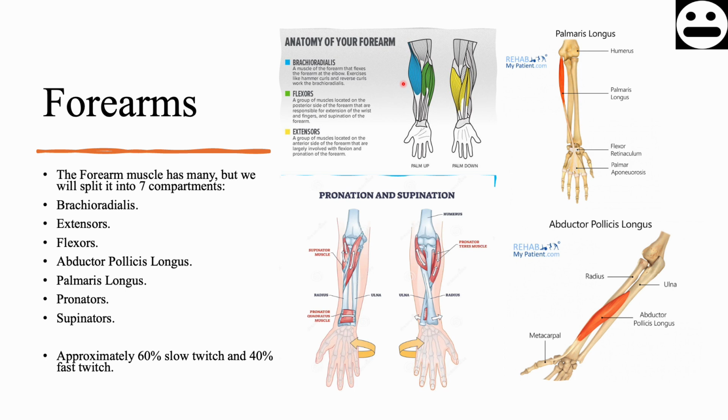We also have pronators and supinators, and that's more about rotating your hand. So if you have your hand or your arm laid out and you rotate your arm right and left, these are your pronators and supinators working. And you also got your palmaris longus and abductor pollicis longus. They are approximately 60% slow twitch and 40% fast twitch.